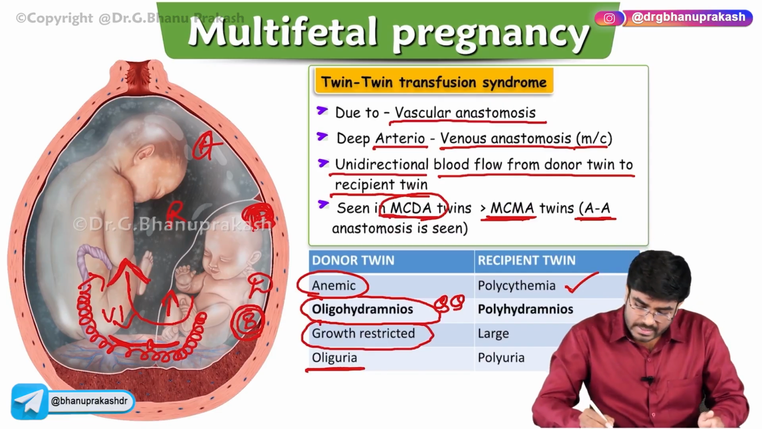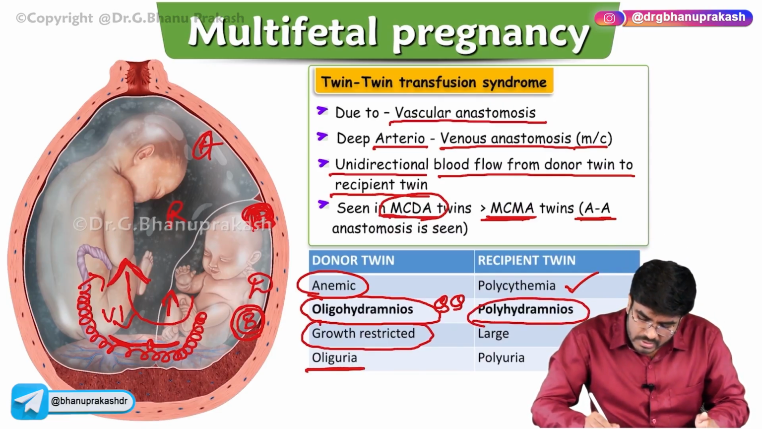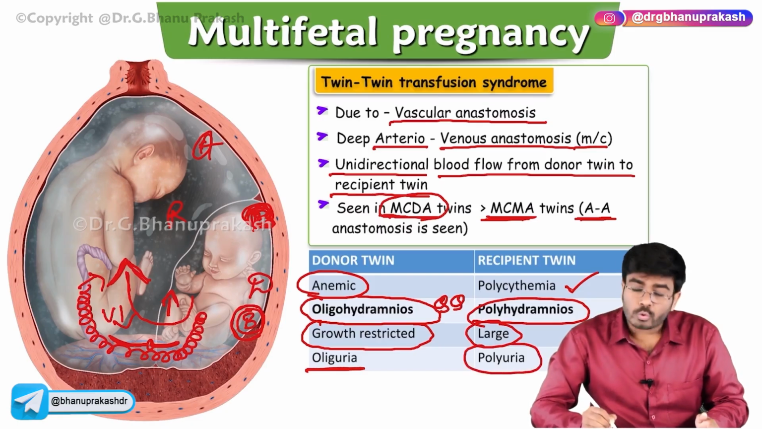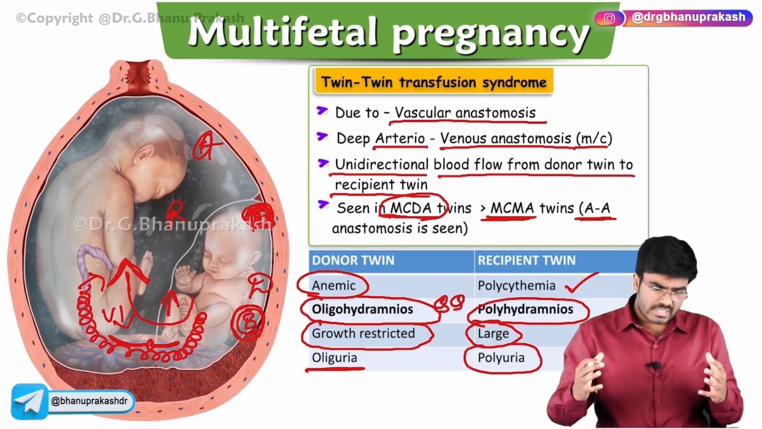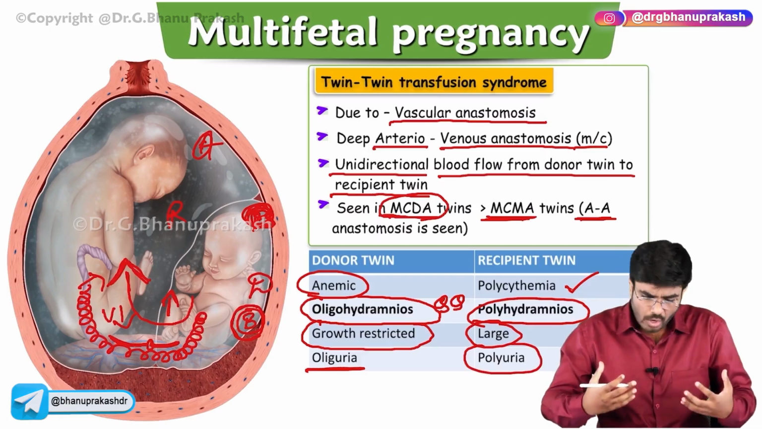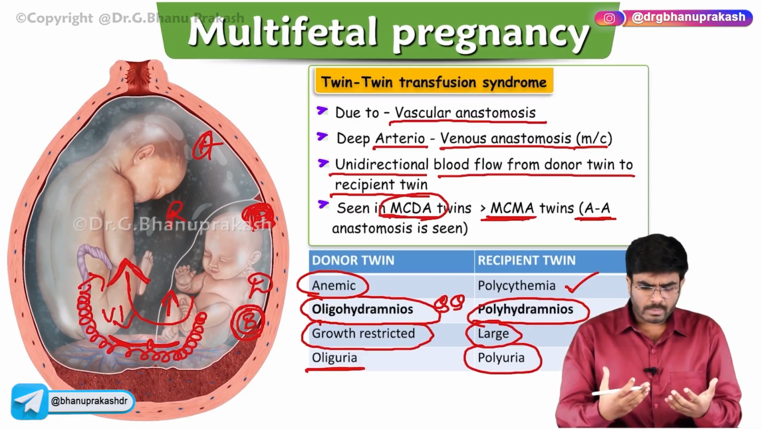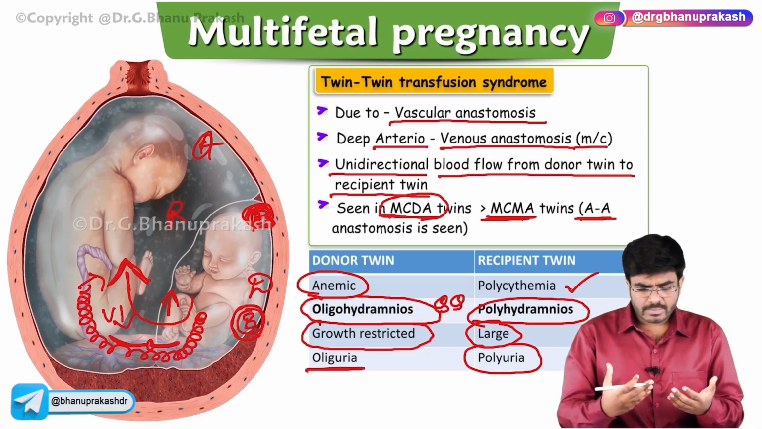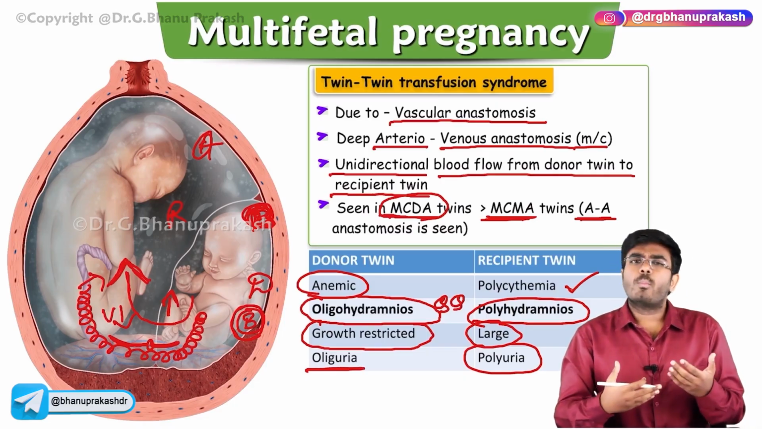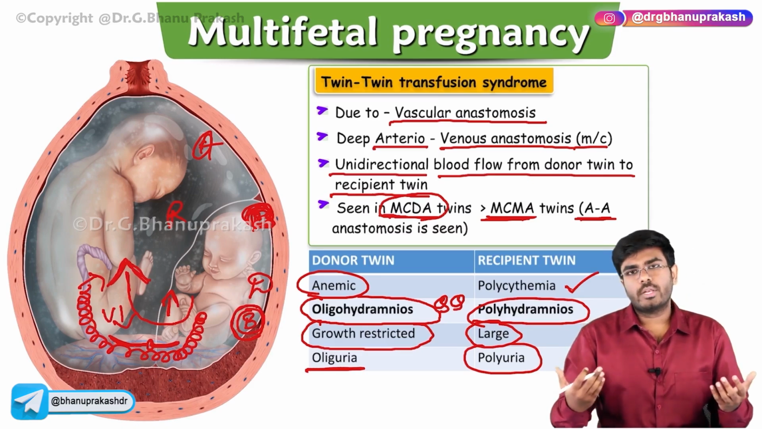And on the other side, the recipient twin is going to have polyhydramnios. It is going to be large in size and it is going to produce lots and lots of urine. Why? Because it has a lot of fluid in the body. A lot of blood is coming to the baby. So more blood supply to the kidneys. More blood supply to the kidneys means more GFR. More GFR means more urine production. More urine production means polyuria.